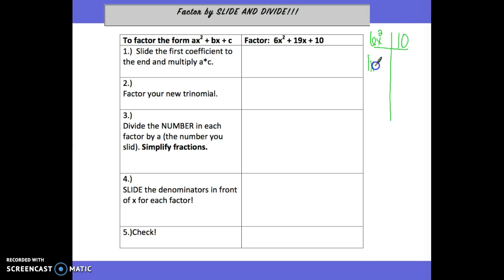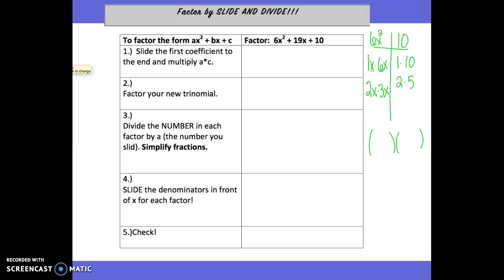So you'd have 1x times 6x as an option, or 2x times 3x. For 10, you have 1 times 10 and 2 times 5. So if you are factoring this, you have two options for the first and two options for the second. So it can sometimes take a little bit more time and a little bit more trouble. So there's another method. It's called factor by slide and divide.